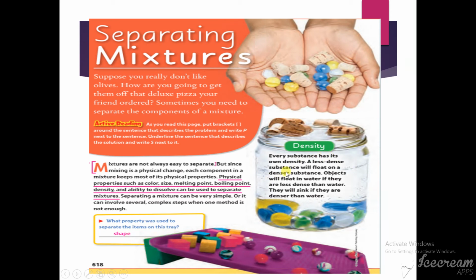Now density: every substance has its own density. A less dense substance will float on a denser substance. An object will float in water. They check the density, which one is denser, which one is less dense, and what will sink and what will come back up.